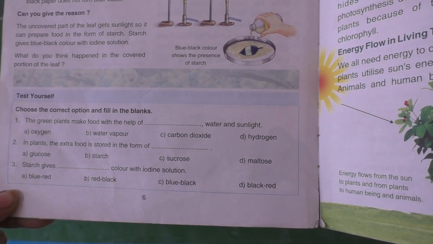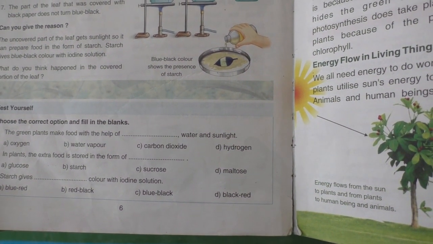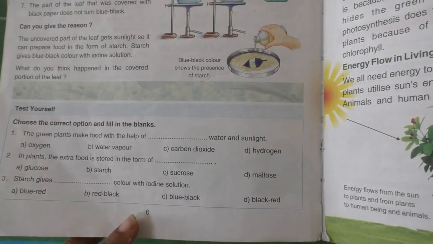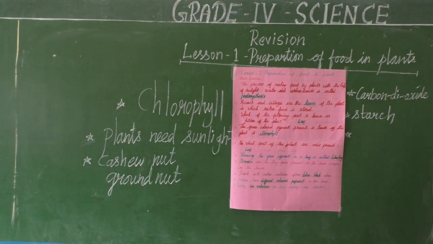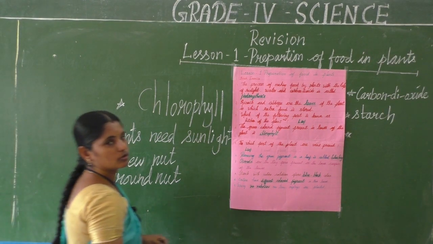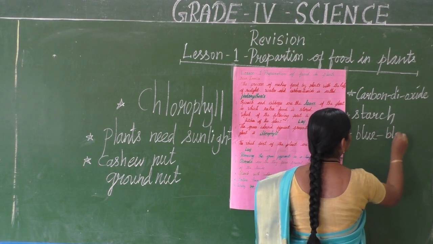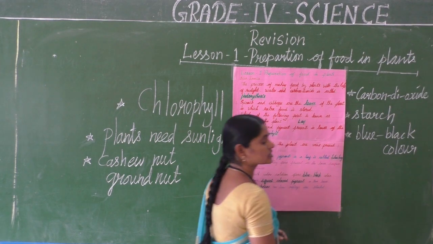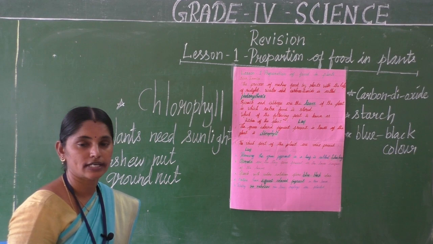Then third question in the page number 6: starch gives dash color with iodine solution. So starch gives dash color with iodine solution, blue black color. What is the color change? Blue black color. So starch gives blue black color with the iodine solution. We have done the starch experiment now.